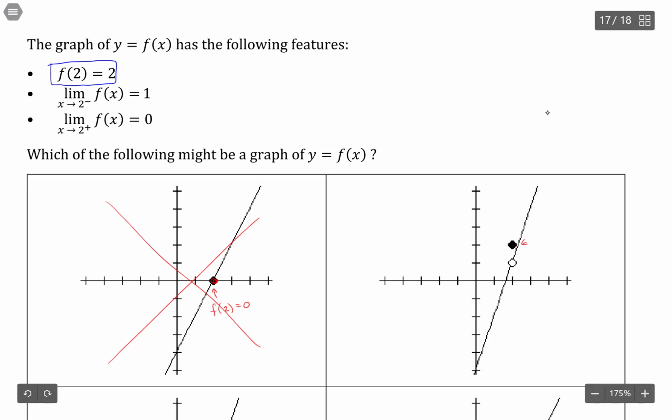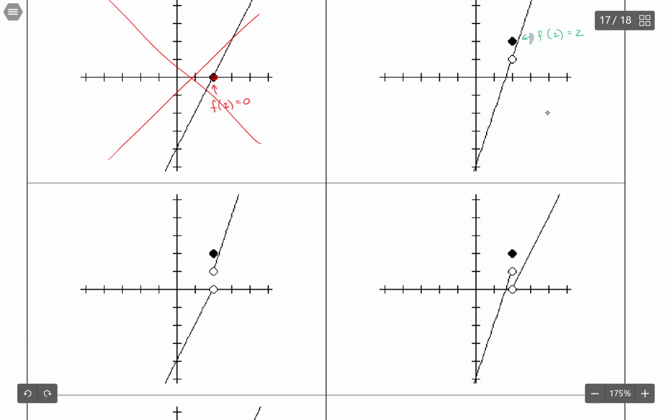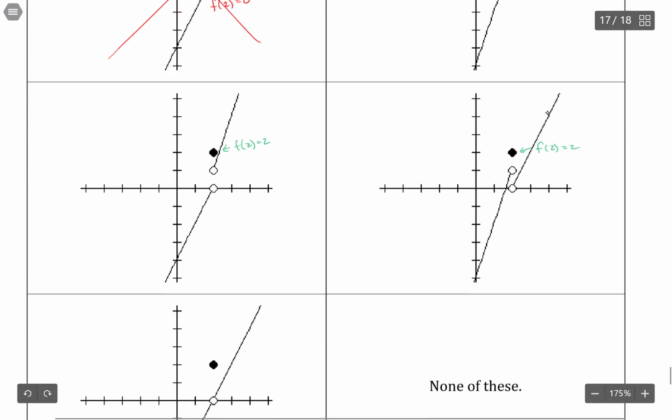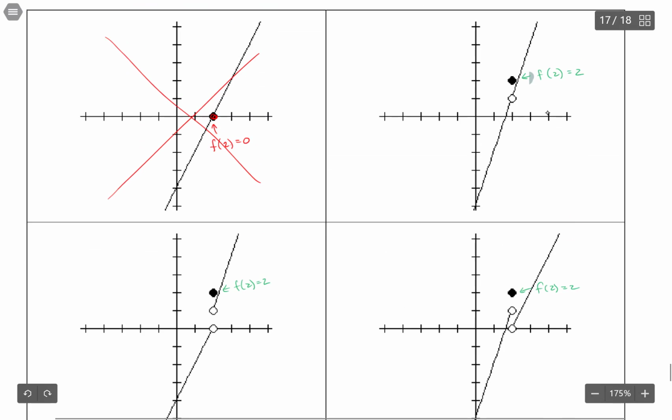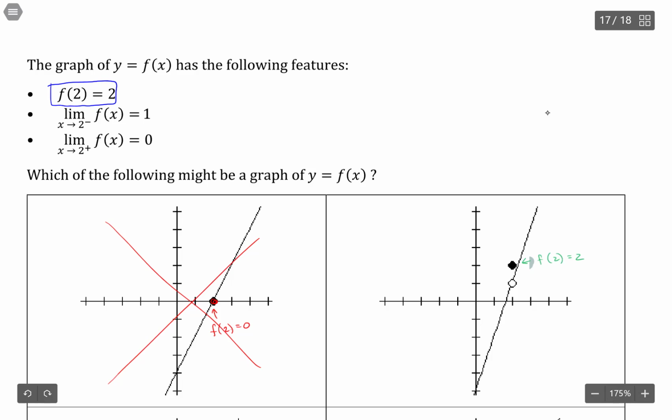In the second one, this is correct because this point right here being at 2, 2 tells me f of 2 is equal to 2, so that's okay. In the next graph, this also has f of 2 at 2. So does this one, and so does the last one here. So that rules out one, but not all. Let's check out the next clue.